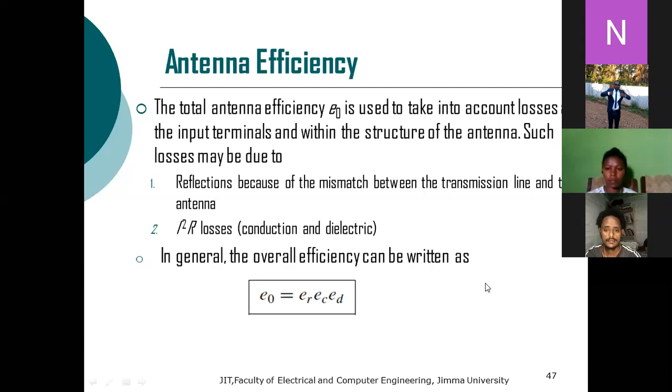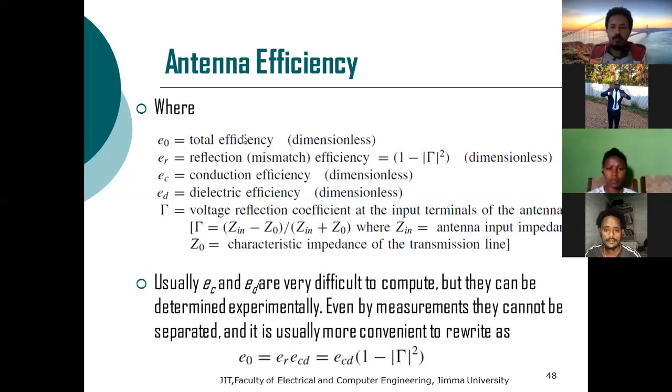So the general or overall efficiency of a radiating element or antenna can be given by this expression E0. This is to account for all types of losses in an antenna system. So this is an expression for antenna efficiency. E0 accounts for the total efficiency, which is the efficiency of all, whether it is reflection efficiency, conduction efficiency, or dielectric efficiency. Efficiency by its nature is dimensionless. All of them are dimensionless.